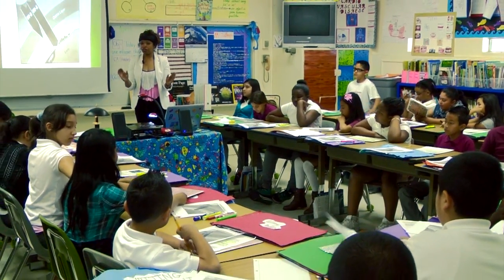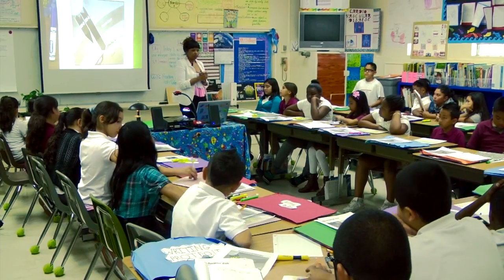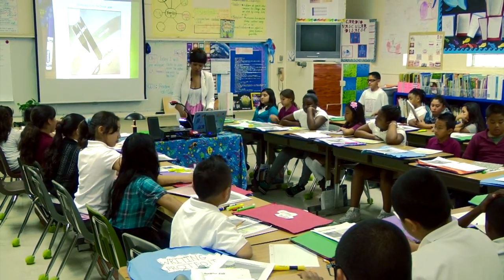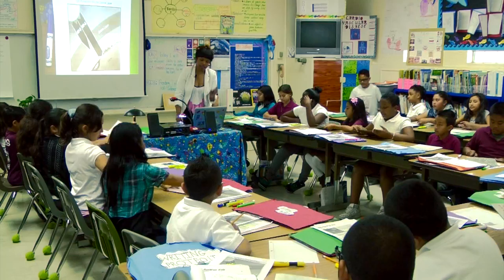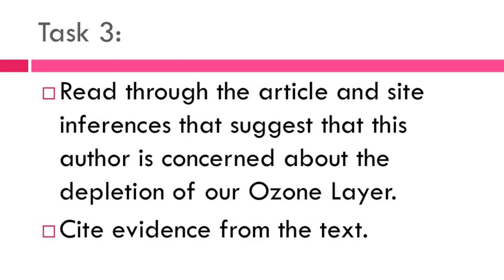I wanted to make sure that you can make your own inferences as you're reading. Okay, boys and girls, go ahead and erase your boards, and we're on to our third task. Let's go ahead and read our third task for today. Ready and go. Read through the article and cite inferences that suggest that this author is concerned about the depletion of our ozone layer. Cite evidence from the text.